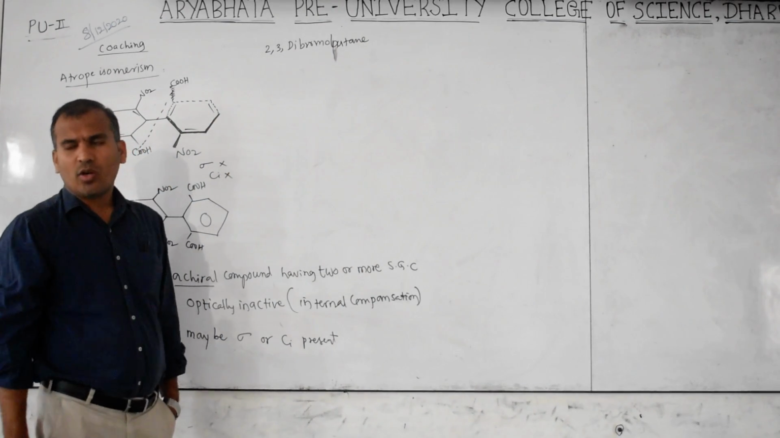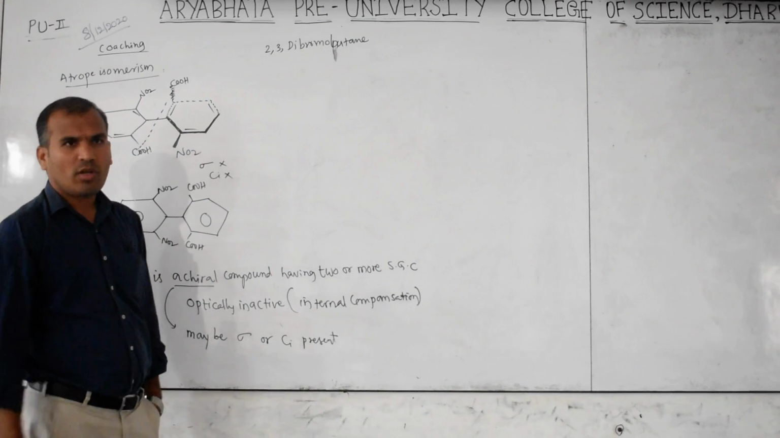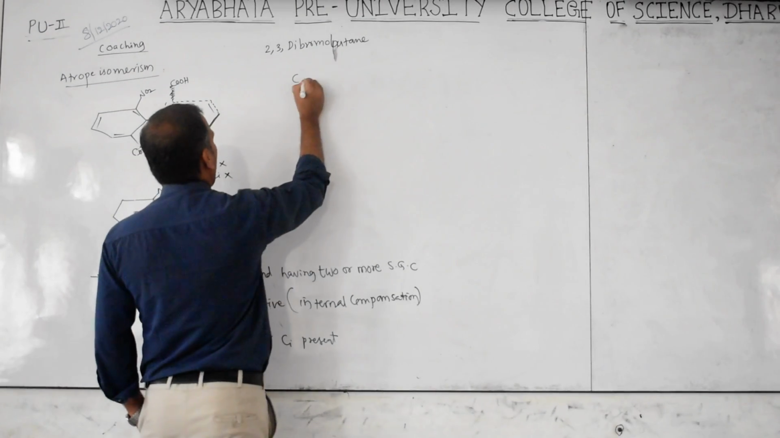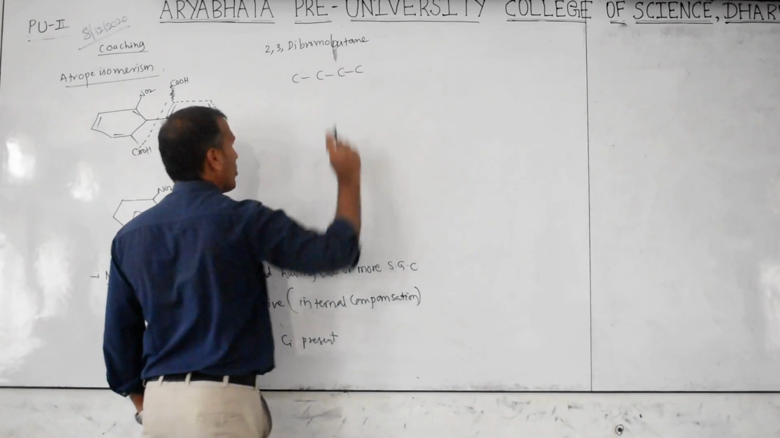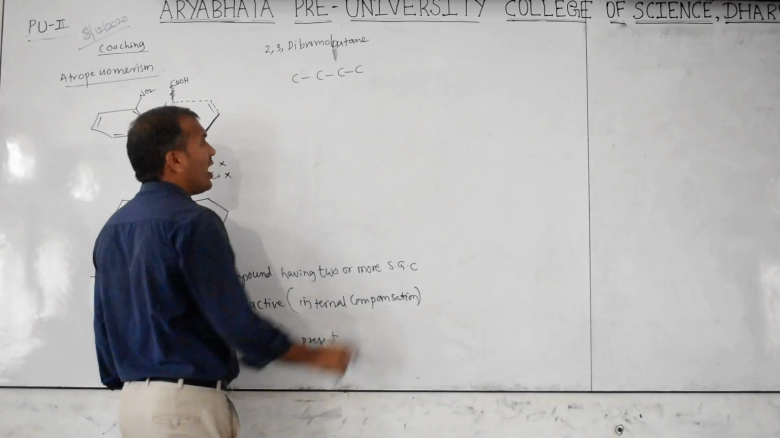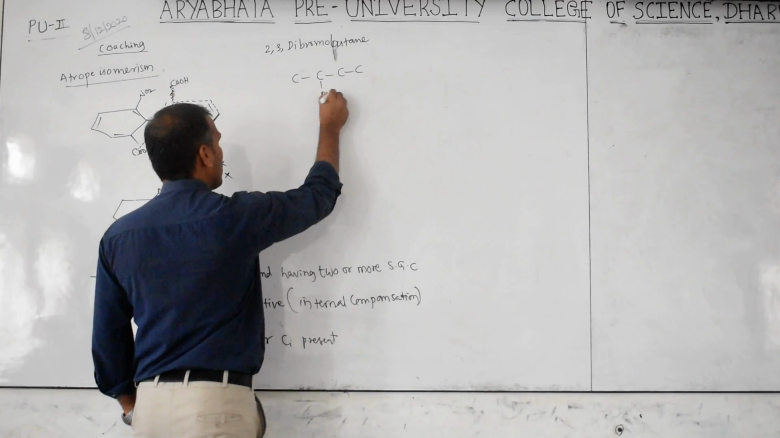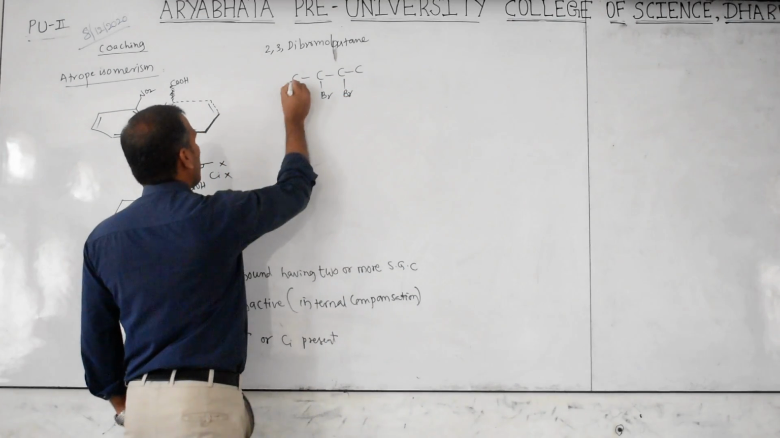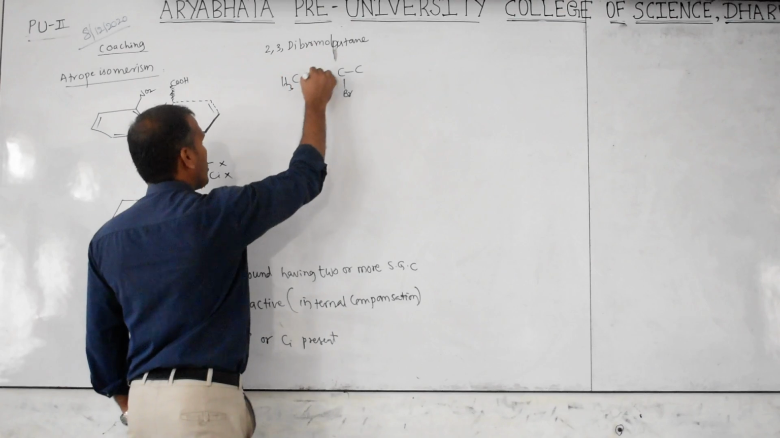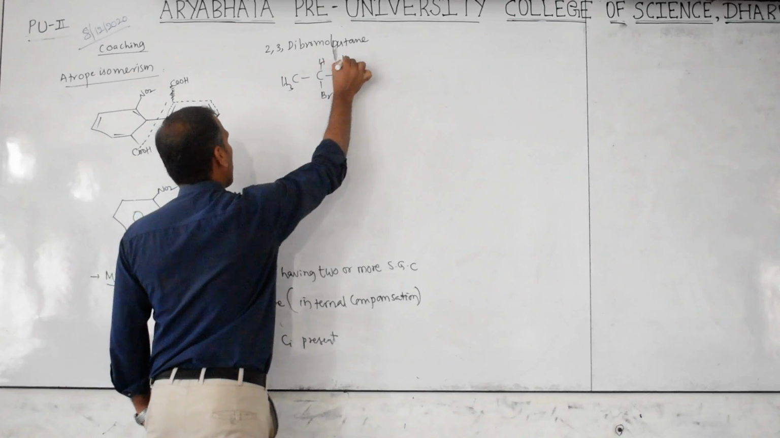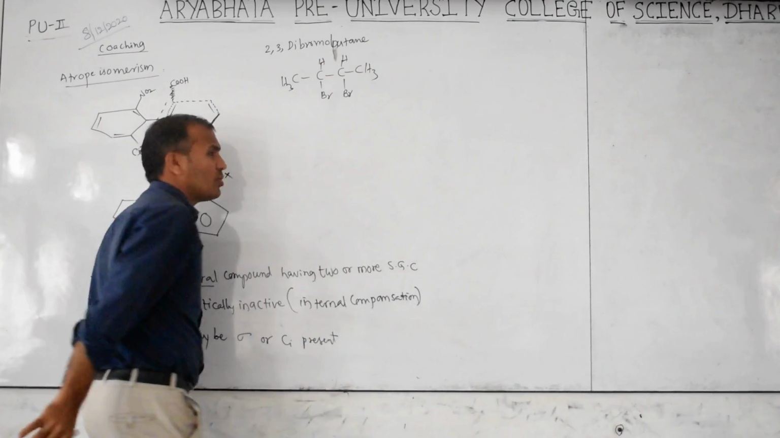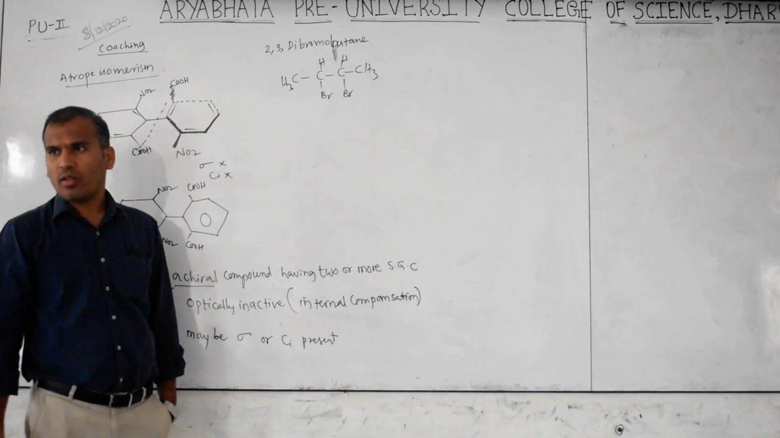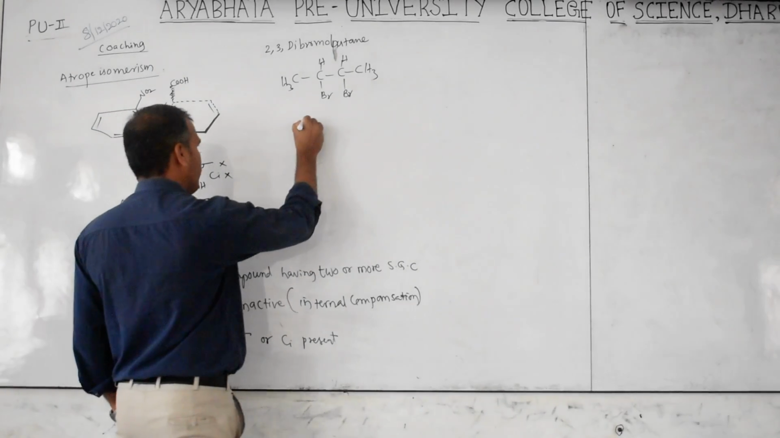2,3-dibromobutane. When the name is given, how do we write the molecular structure? 1, 2, 3, 4: four carbons. At which positions is bromine present? Second position, third position. Then the remaining positions are satisfied with which atom? Hydrogen. This is 2,3-dibromobutane. Now I am writing in this form.